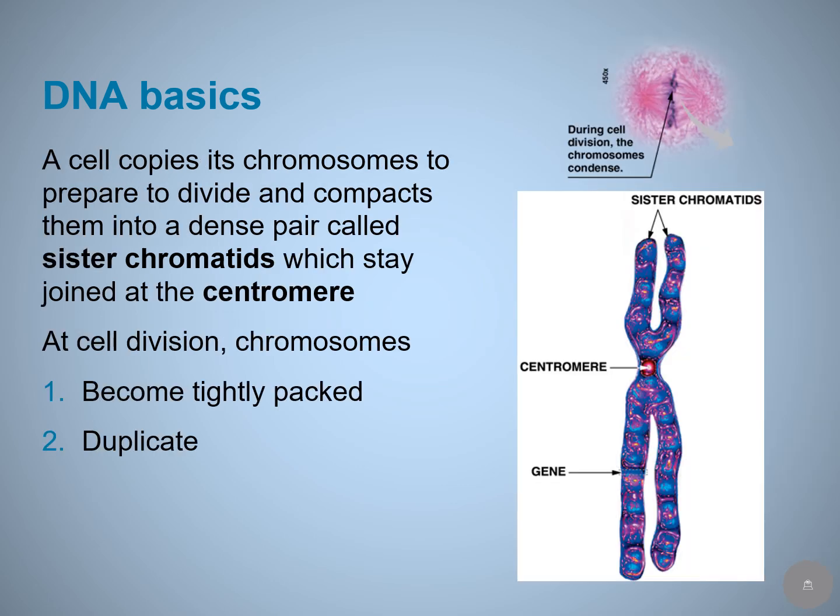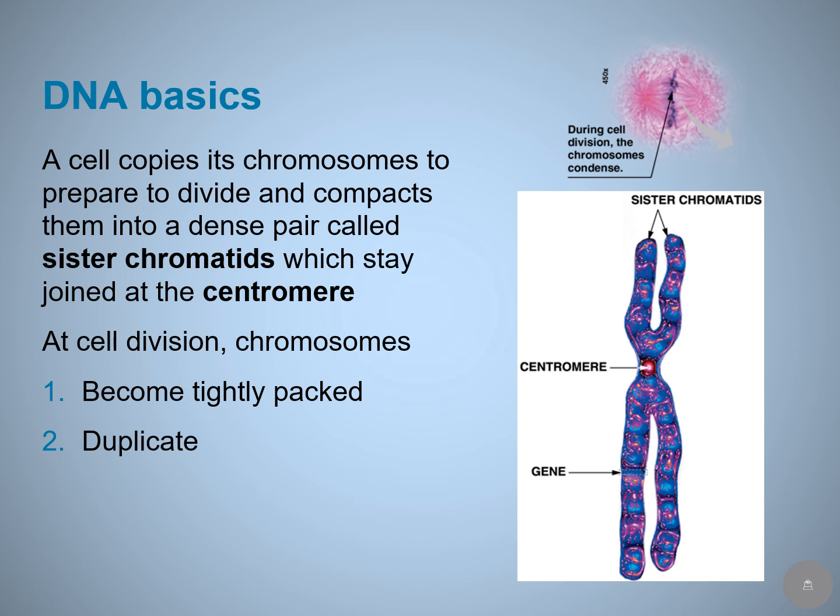So when the cell goes to copy the cell in cell division, it's going to copy its chromosomes and prepare to divide. And when it does this, it condenses them and packs them into a dense pair called sister chromatids. And they're going to be joined at the center via a small button that you can see here called a centromere. And a centromere is what you see holding together those sister chromatids.